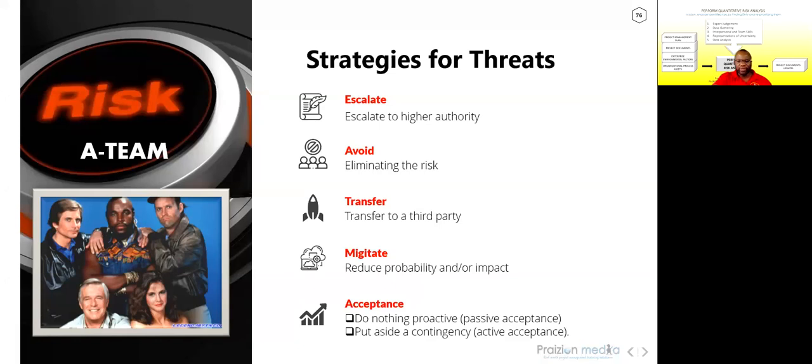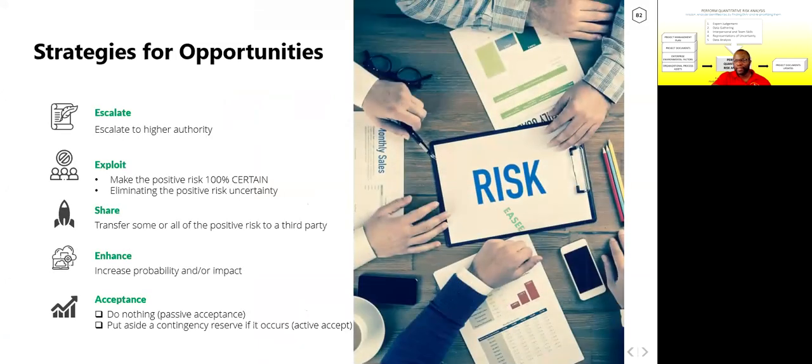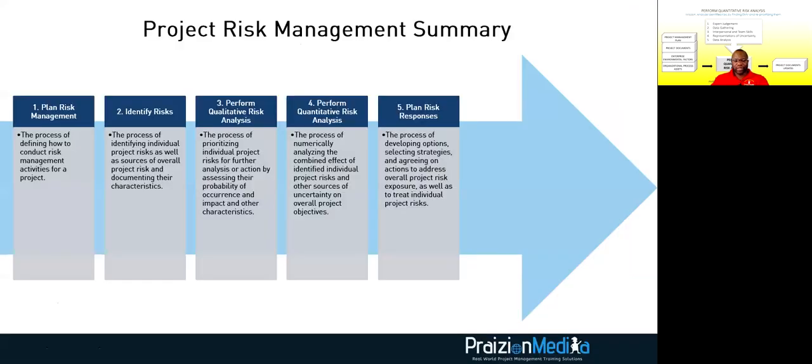That's for the negative. For the positive, our responses are different. For the positive, we have a mnemonic that is easy, EASEE. And what does that mean? The letters stand for escalate, escalate to a higher authority, exploit, make sure that the risk does happen, share, transfer some or all of the positive risk to a third party, enhance, increase probability and or impact, and accept, do nothing. So when it comes to plan risk responses, honestly, those are very important. We'll do some more coverage of that next week.